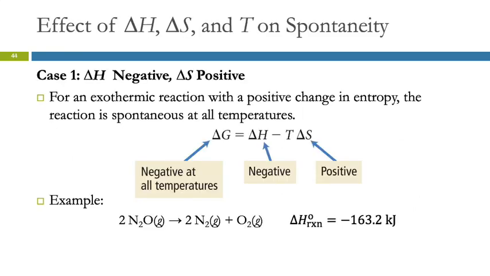So a couple of different cases. We have a negative delta H and a positive delta S. So entropy is increasing and the enthalpy is decreasing. So this would be an exothermic reaction with a positive change in entropy. So delta H is negative. Because delta S is positive, this term, negative T delta S, will contribute to negative, and delta G will be negative at all temperatures.